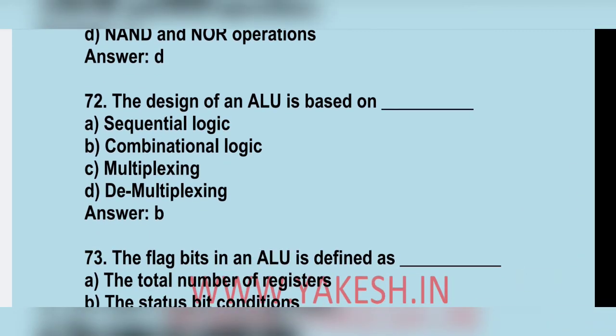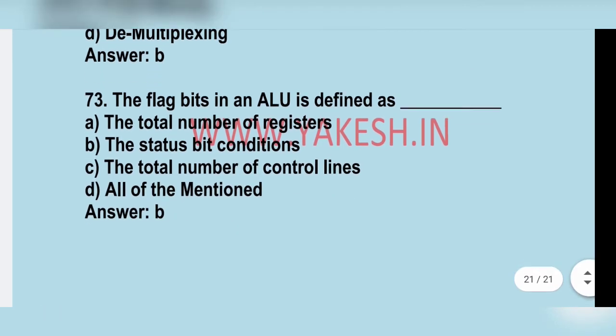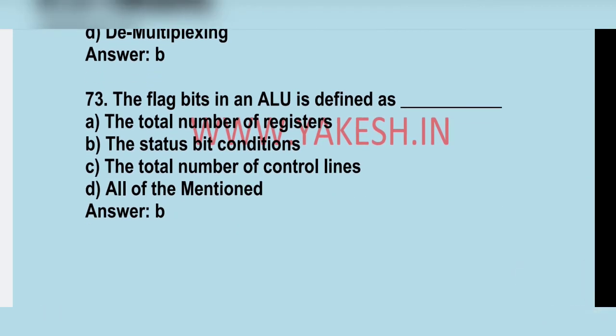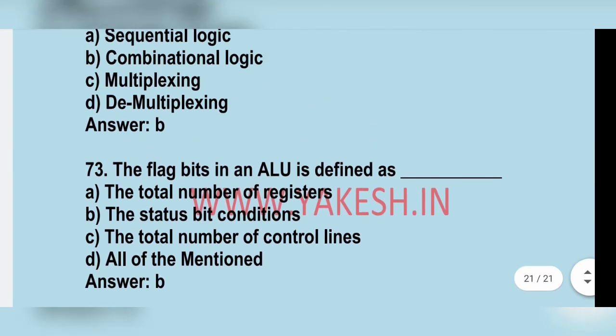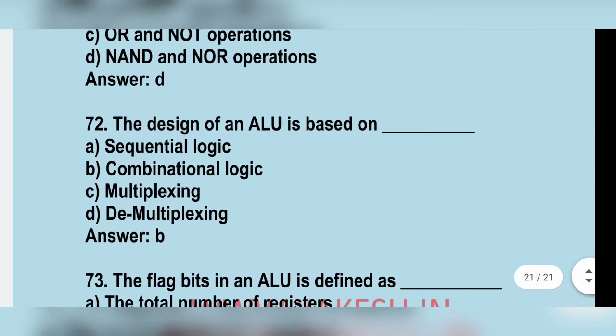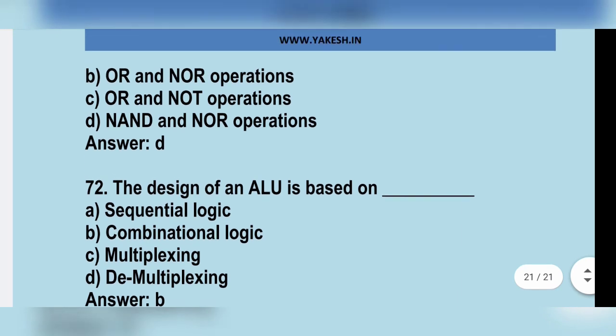The design of an ALU is based on option B, combinational logic. Option B, combinational logic, is the correct answer. The flag of the ALU is defined as option B, the status bit conditions. Option B is the correct answer. Just go through all the questions. All questions are very important.